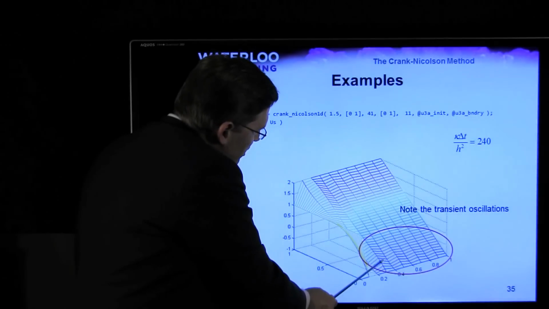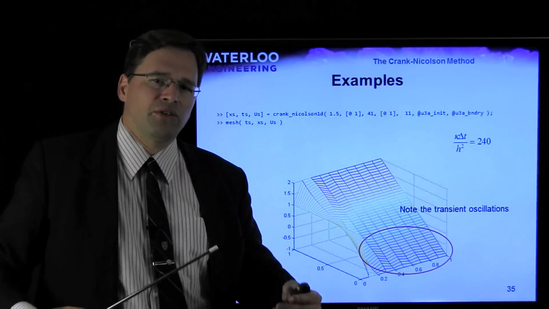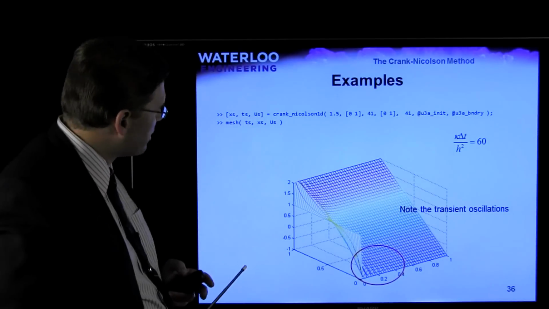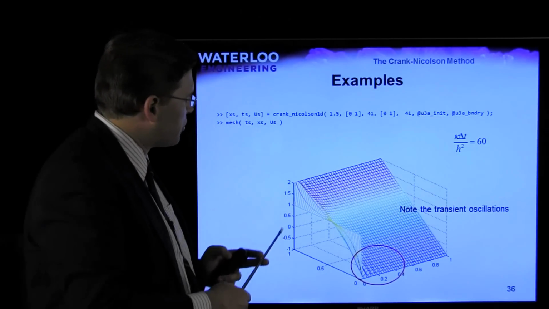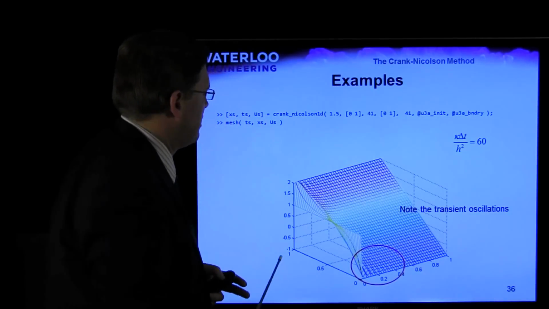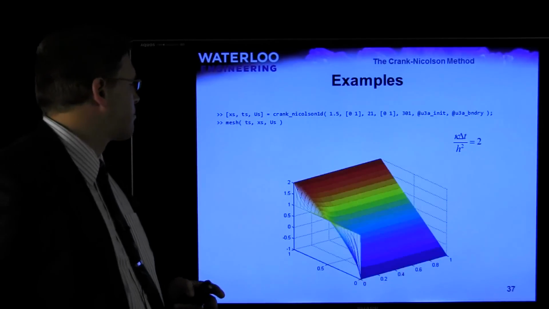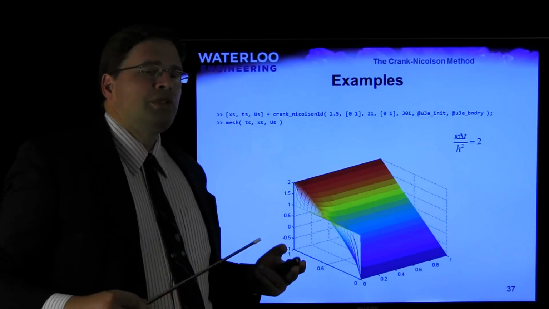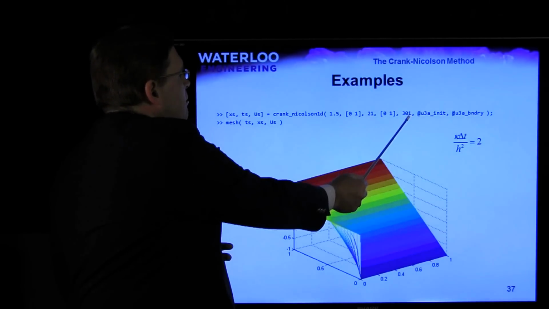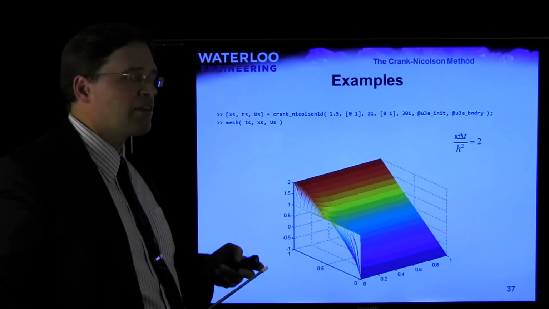However, you will still notice that there are oscillations in the solution. So it's not converging smoothly. Even if we increase the points, here we have 60, the ratio is 60. Again, there are more points in time, but again, we see an oscillation. Using values of n sub x and n sub t so that the ratio is 1, it appears to be significantly smoother.